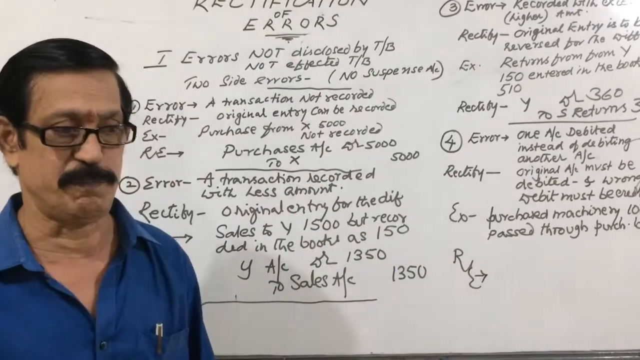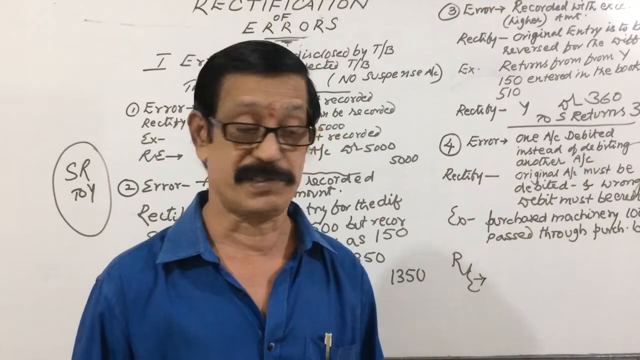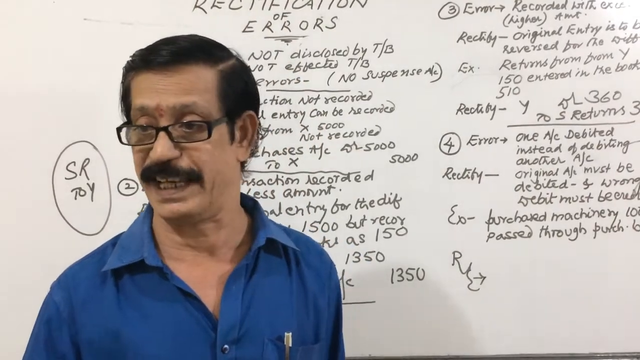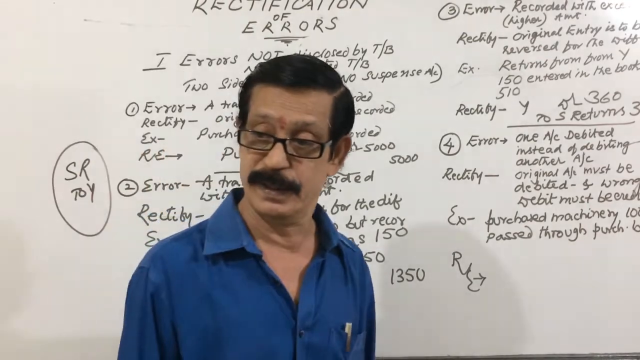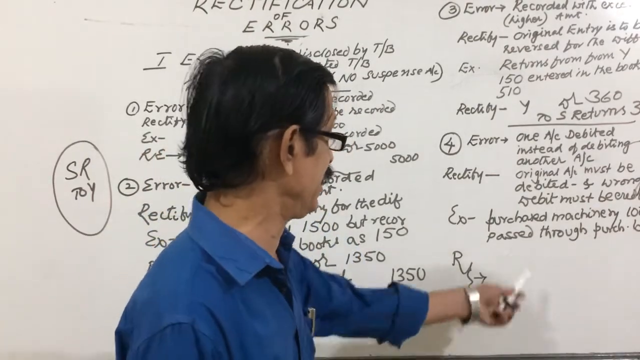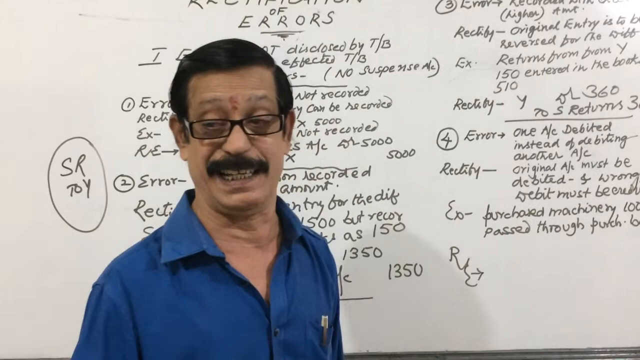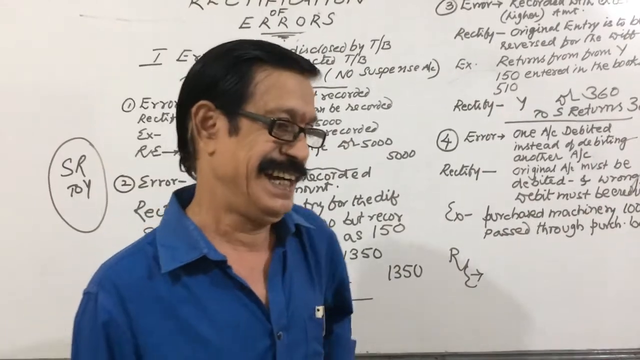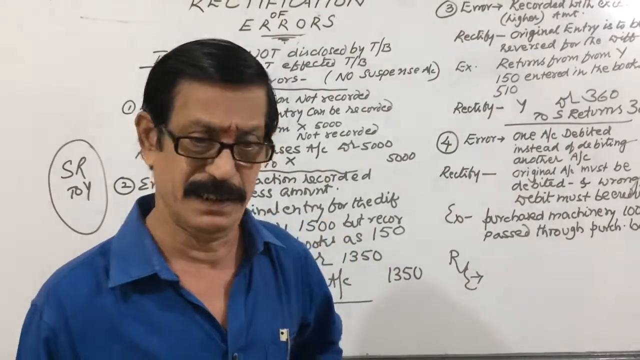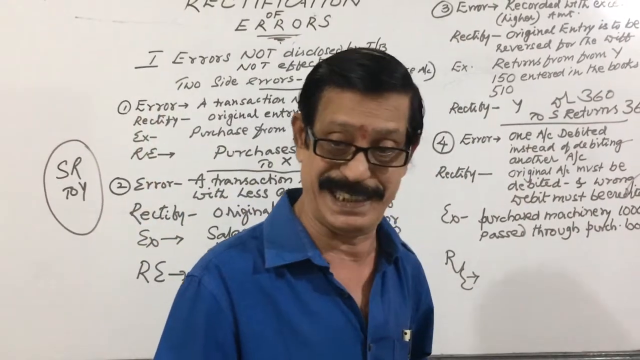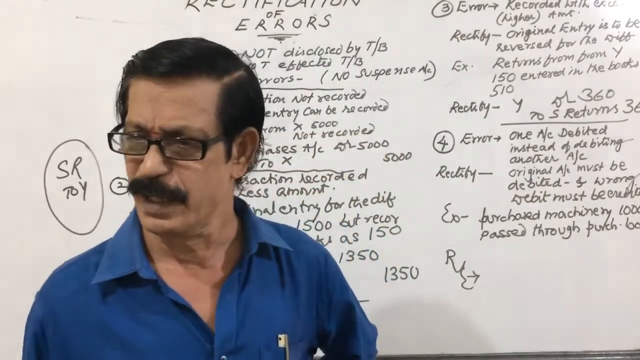Well, dear students, when we purchase machinery, it goes to the machinery account. Machinery must be debited. But they entered it in the purchase book. That means they wrongly debited purchases. Understand? What must be debited? Machinery must be debited. What they wrongly debited, purchases, must now be credited.